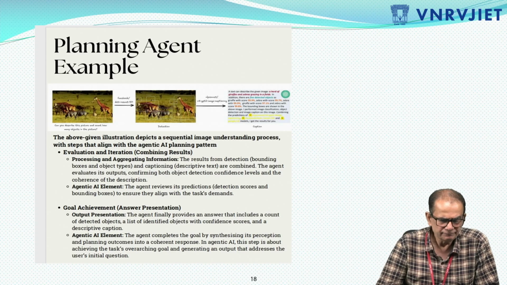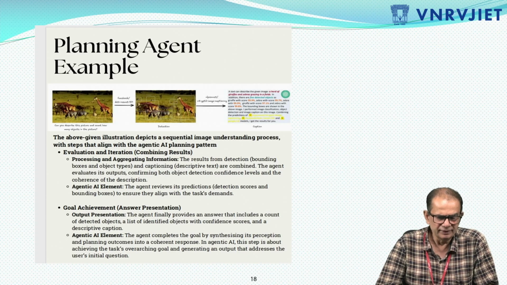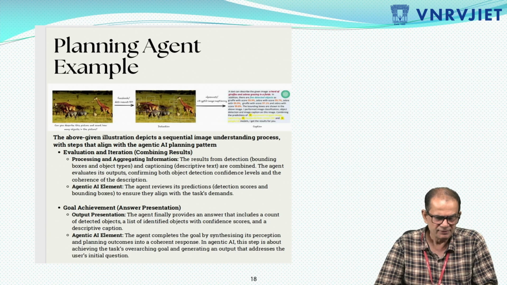Take for example, here you see several people planning to do a particular task. They have evaluated and iterated the task several times, and they have achieved the goal. Wonderful. That is how the agent does that.